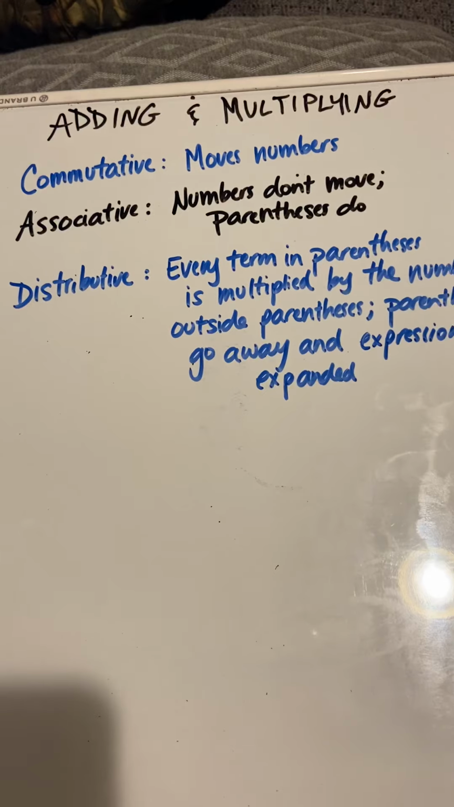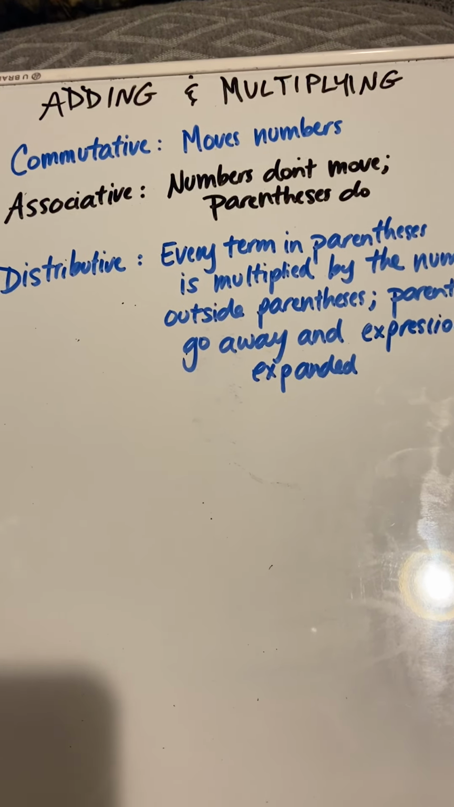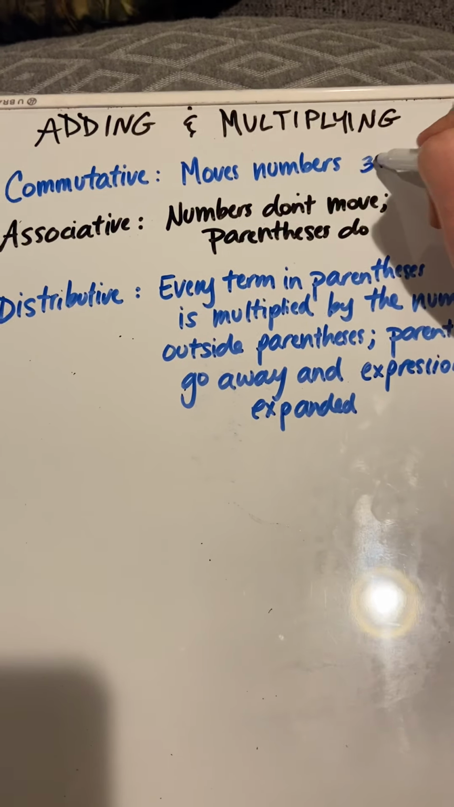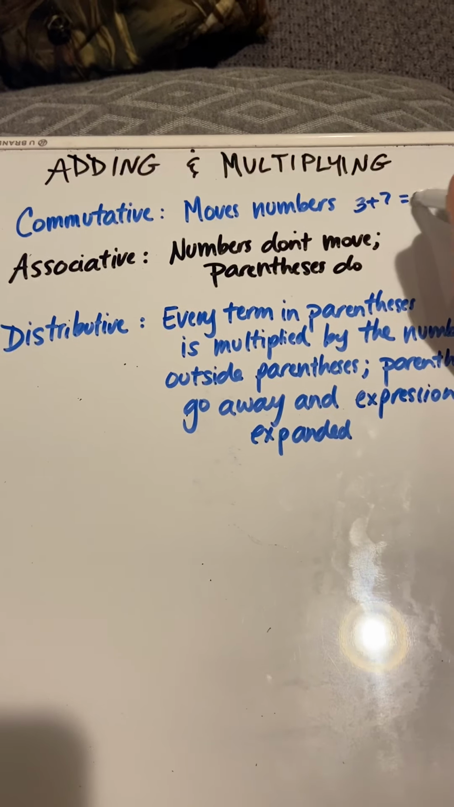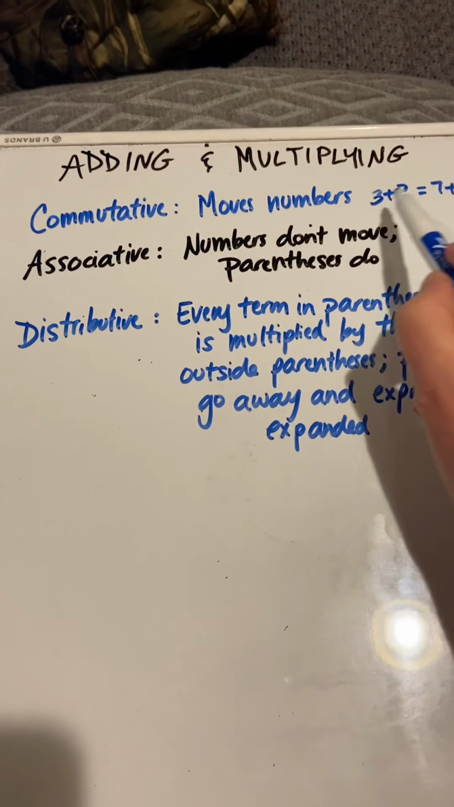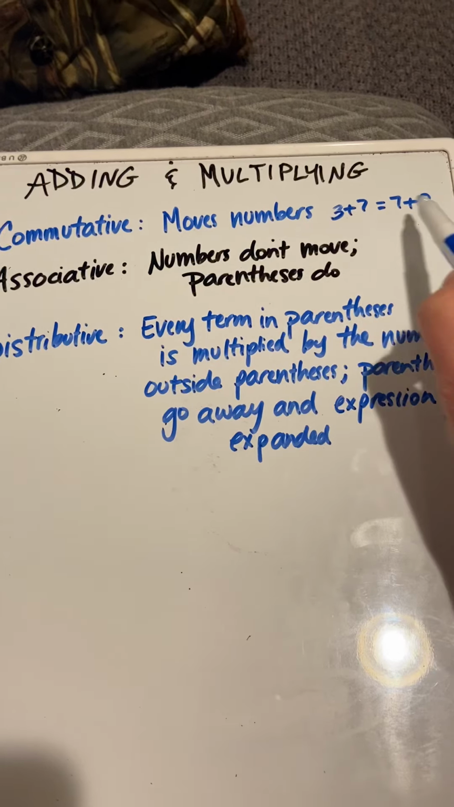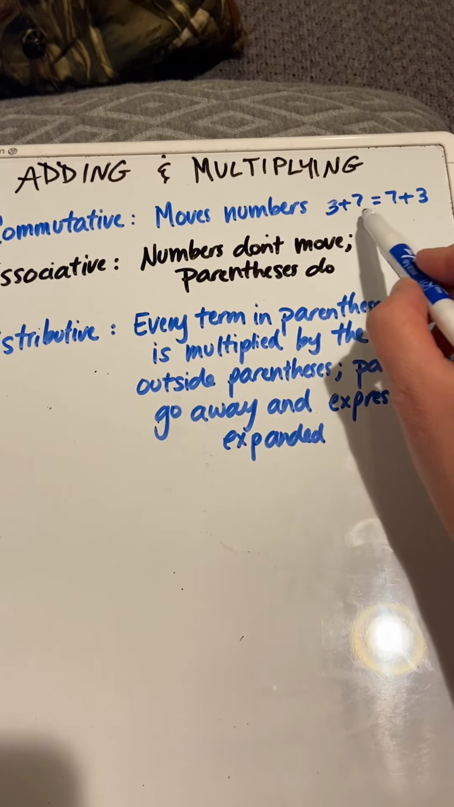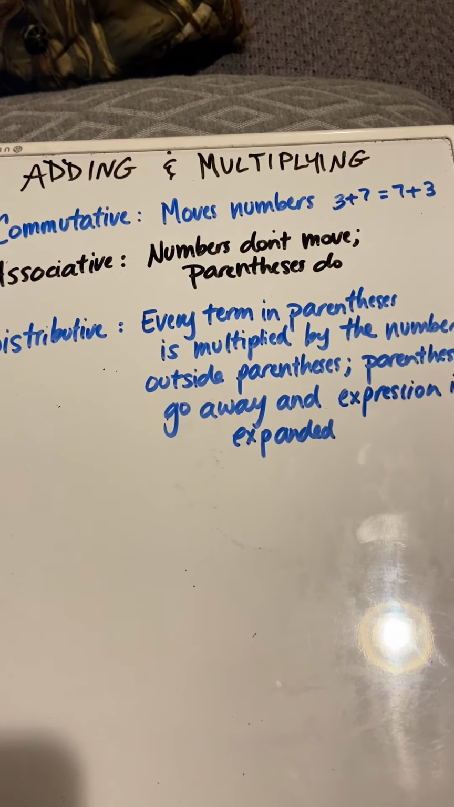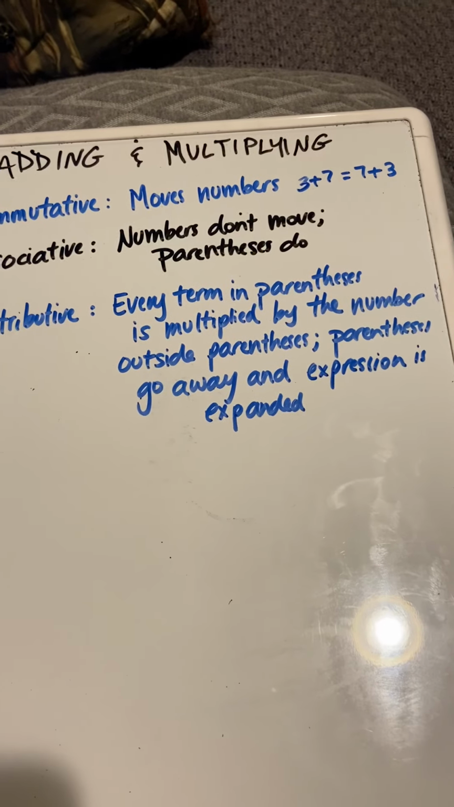And this makes sense because if you add 3 plus 7, that's the same as 7 plus 3. And this is an example of the commutative property, which moves the numbers around. So see how the 3 and the 7 switch spots? That's what the commutative property tells us is okay to do.